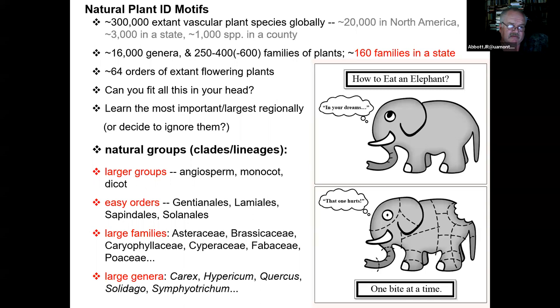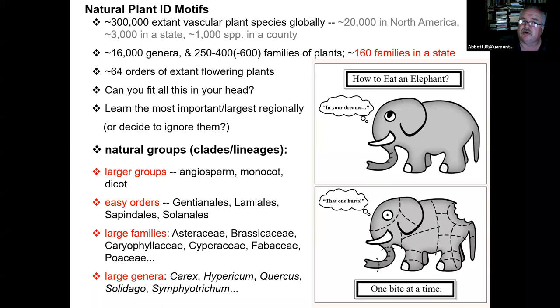If you simply want to learn the names for Arkansas and how to apply them, to walk up to the greatest number of species and put names on them, I strongly recommend that you learn these larger groups, these orders, these large families. Even just the largest genera, right? Carex has somewhere around 200 species. I forget if it's a little over 160 species, something like that. Carex is one of the largest genera in the world. But in Arkansas, we've got over 150, 160 species of Carex, right?